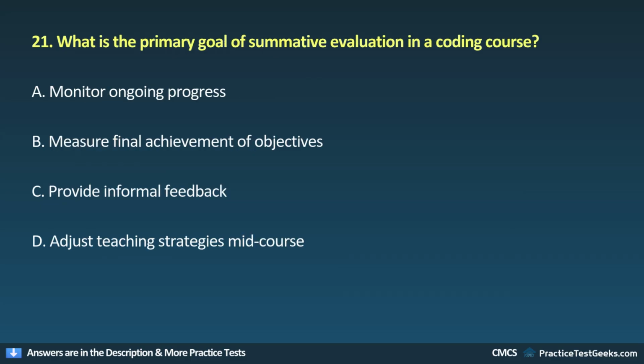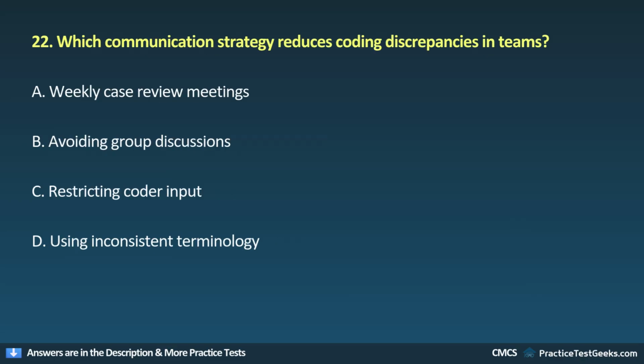21. What is the primary goal of summative evaluation in a coding course? A. Monitor ongoing progress. B. Measure final achievement of objectives. C. Provide informal feedback. D. Adjust teaching strategies mid-course.